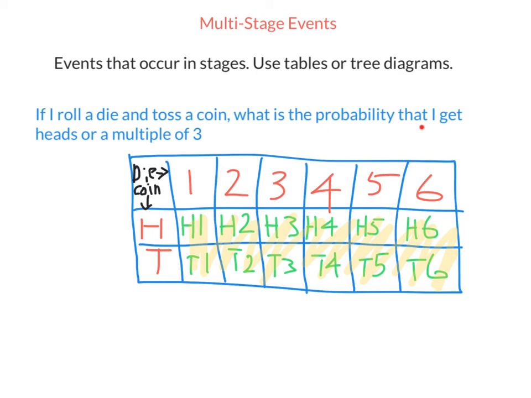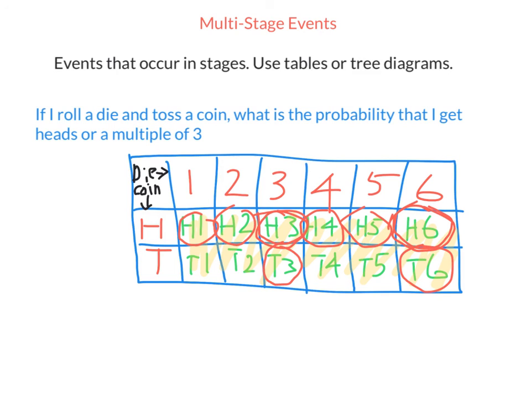I want to find the probability that I get heads or a multiple of 3. So I can just go into all of these and circle the ones that satisfy what I'm after. So I get heads or a multiple of 3. So I'm going to circle all of these involving a heads, and then I'm going to circle all the ones involving a multiple of 3. So this one involves a multiple of 3. So does this one, and this one.